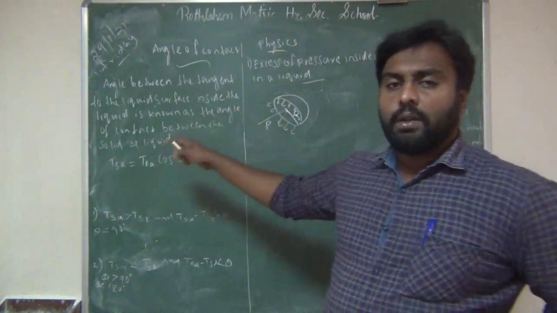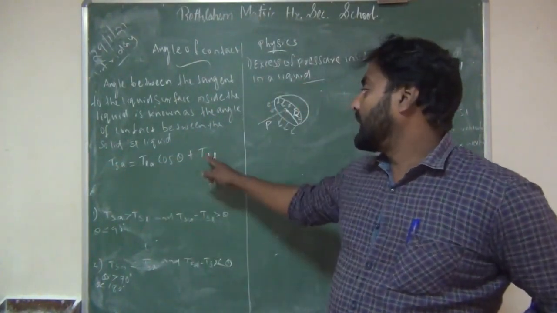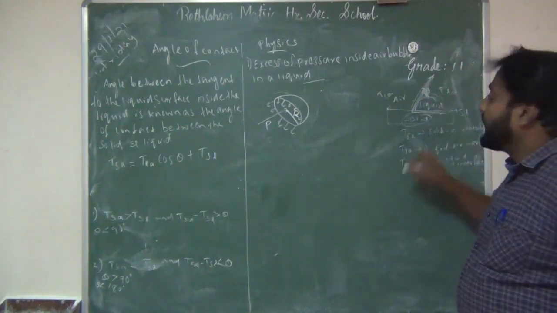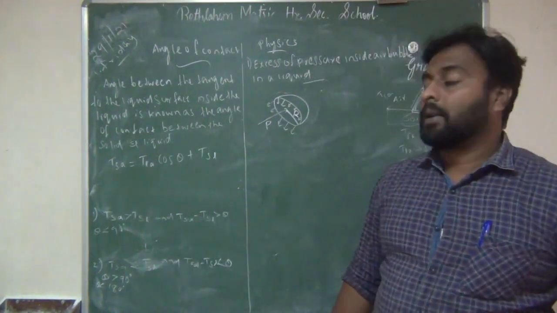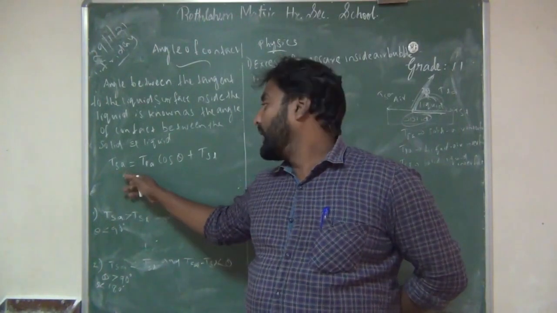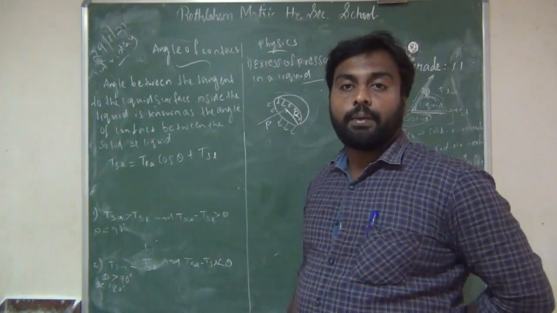Now you see, we can write the equation TSA is equal to TLA cos theta plus TSL. Here there is an angle theta. These are the surface tensions due to the surfaces: solid and air, liquid and air, solid and liquid.